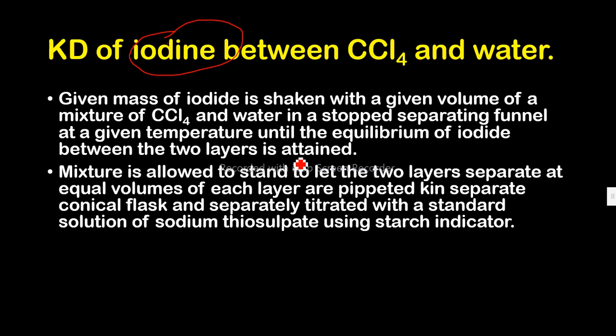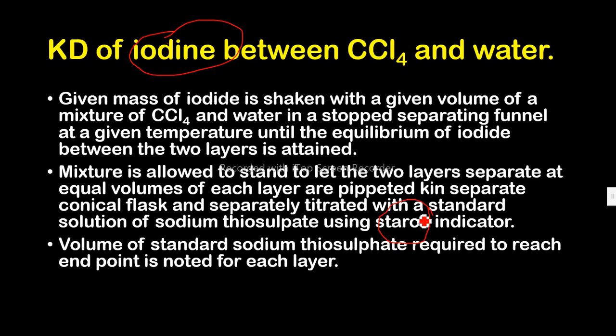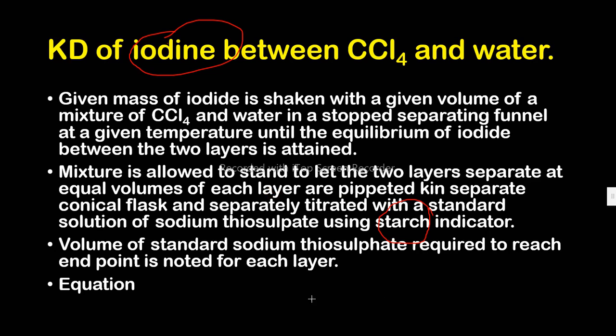But now, how are you going to know the endpoint? Then you should use an indicator. And in this case, the indicator is the starch indicator. And you get the volume of thiosulfate that is required to react with all the iodine in both layers. Now, if you have the volumes, then can't you really determine the concentration of iodine in both layers? Yes, you can.